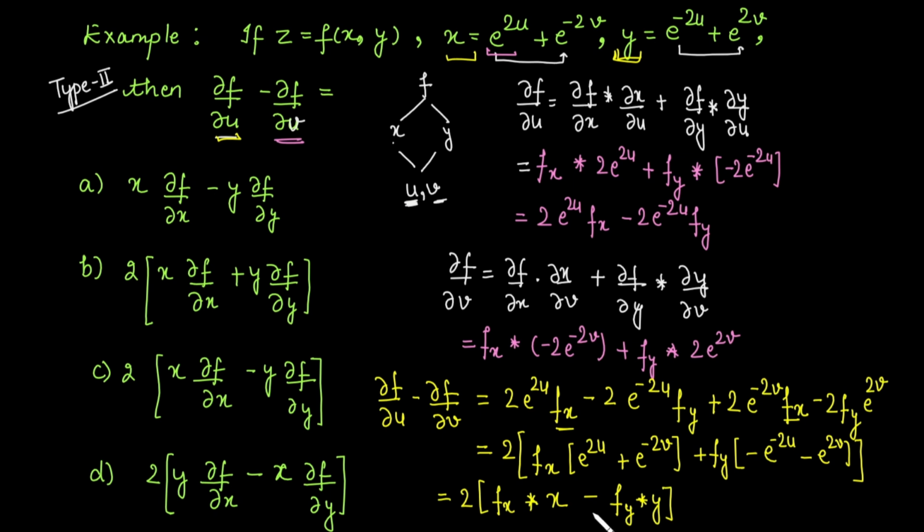Now identify the correct option from here. It is not twice of this one, so this is incorrect. In this case, it has a positive sign, so it is incorrect. In this case, it has a negative sign, so it is also incorrect. In option C, we have a partial derivative with respect to x and the coefficient is x. In option D, the coefficient is y, but in our case, we are getting x. It means option C is correct, but D is incorrect.